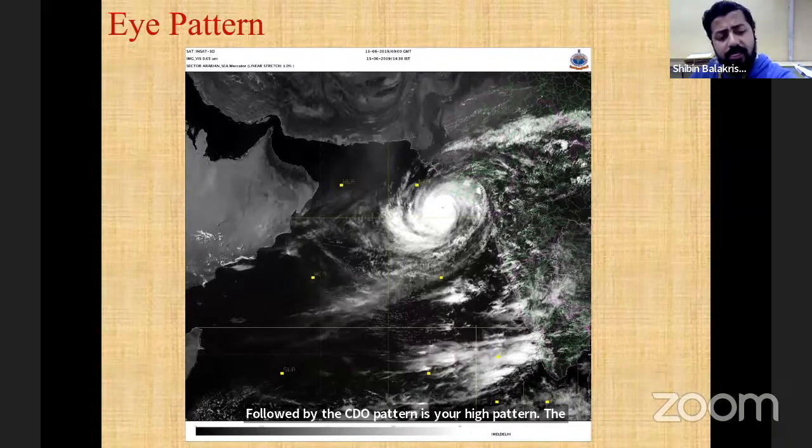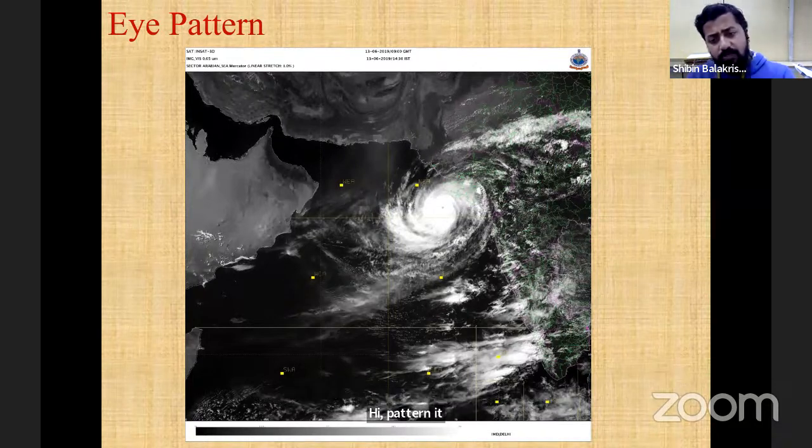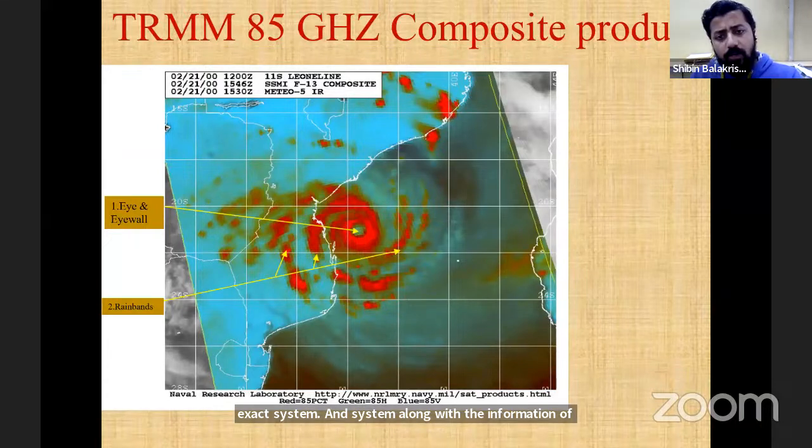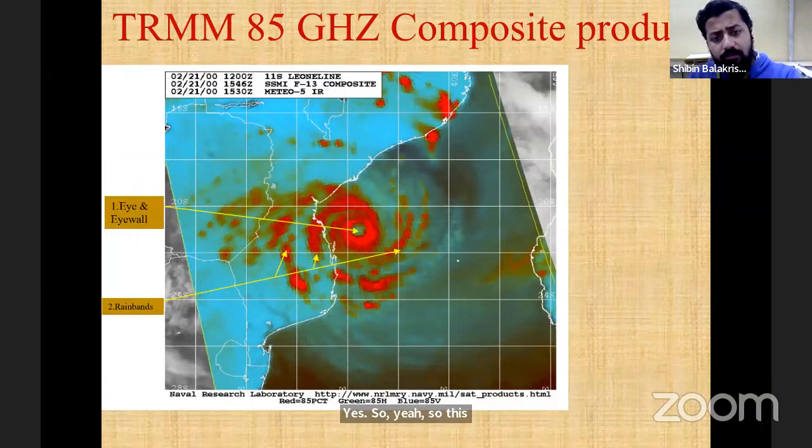The eye pattern indicates the maximum intensity, with the distinct eye which you can see here. This figure is also quite visible. The eye pattern shows you the proper intensification of the entire system along with the information of the eye. Clear? If you have answered it well, good, otherwise okay.